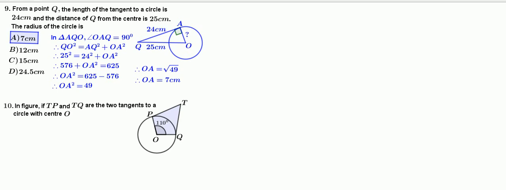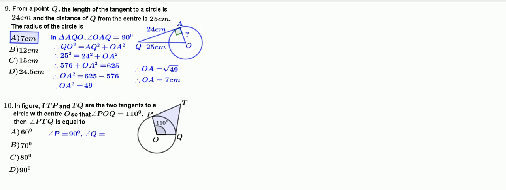In the figure, if TP and TQ are the two tangents to a circle with center O, so that angle POQ equal to 110 degrees, then angle PTQ is equal to option A 60 degrees, option B 70 degrees, option C 80 degrees, option D 90 degrees. Here angle P equal to 90 degrees, angle Q is also equal to 90 degrees. We are given that angle O equal to 110 degrees.